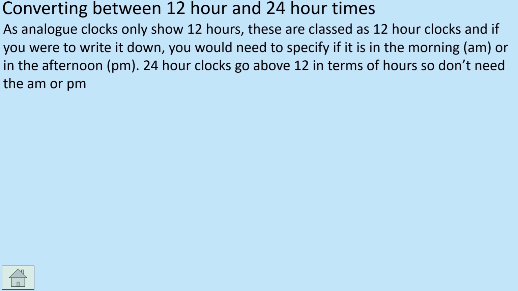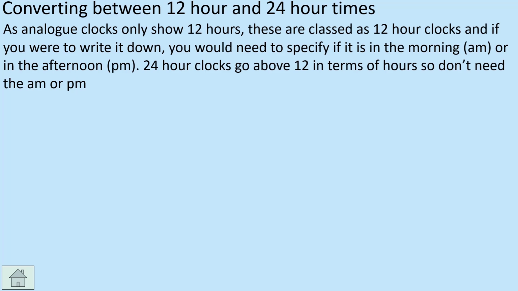So because an analog clock shows only 12 hours, they're classed as 12-hour clocks, and if you were to write it down, you need to specify morning or afternoon. That is given as AM or PM. All right, so AM is morning and PM is the afternoon. So 24-hour clocks go above 12, so that they can identify and represent that you don't need the AM and PM. So that's the difference between the two.